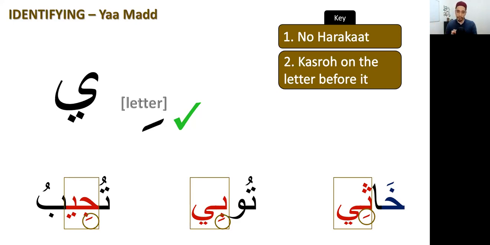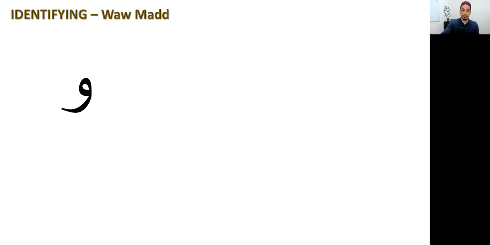We will do that later. If there's a dhamma on the letter before, it will not extend the dhamma because the ya does not extend the dhamma. In fact, you will not find in a text a dhamma before a ya, period. If there is a kasra before the ya, and the ya has nothing on it, this is a ya mad.